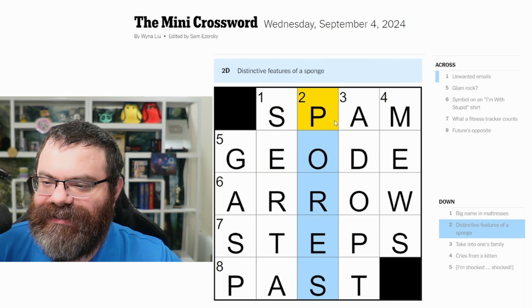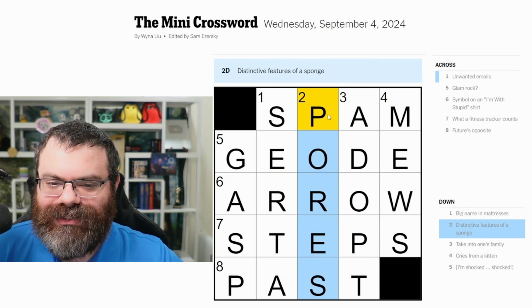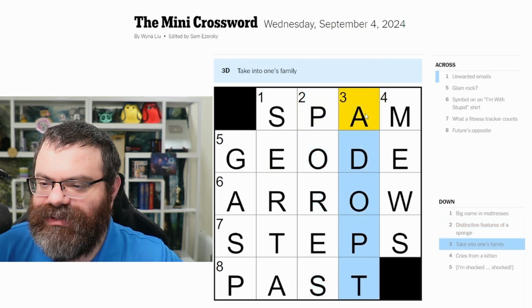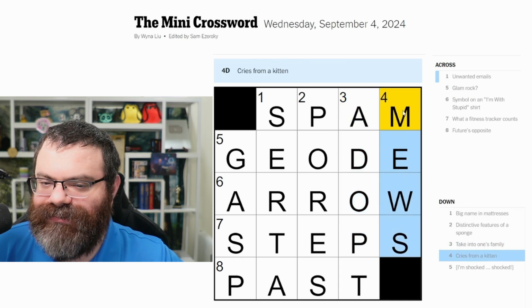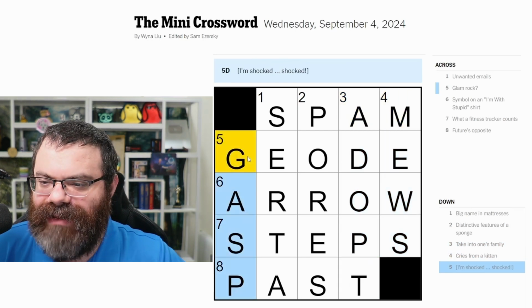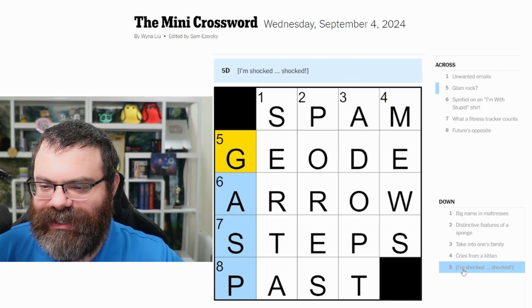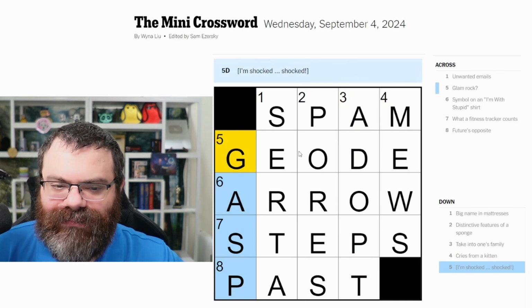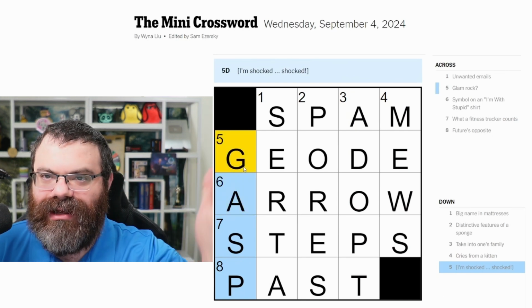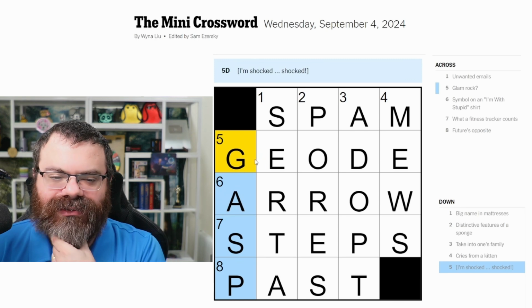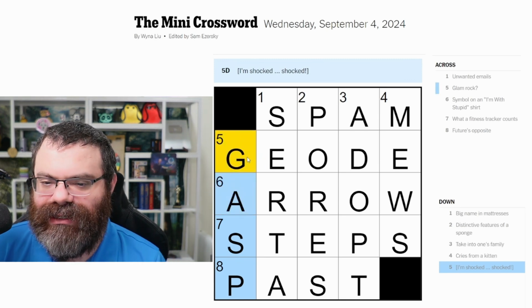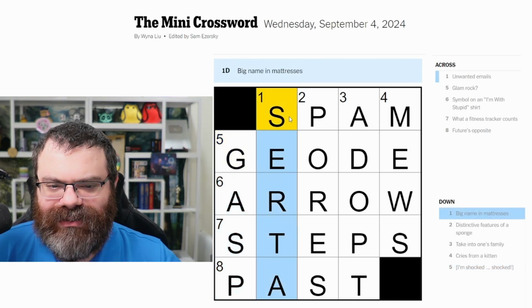All right. Distinctive features of a sponge. Pores. Okay. Take into one's family is adopt. Cries from a kitten is mew. And I'm shocked, gasp. Okay. And when they put it in those square brackets like that, it means it's like an audible sound rather than a word, I guess. Maybe? I don't know.